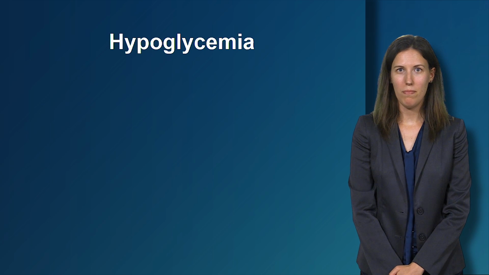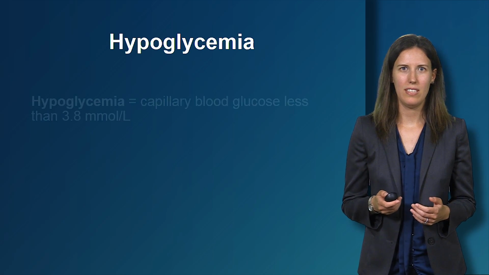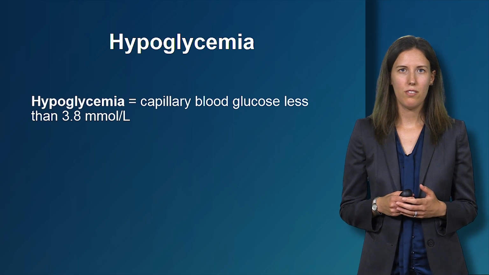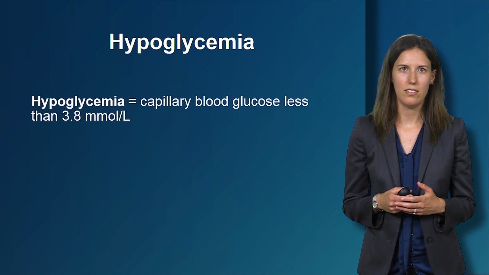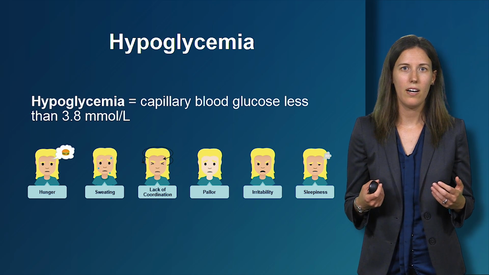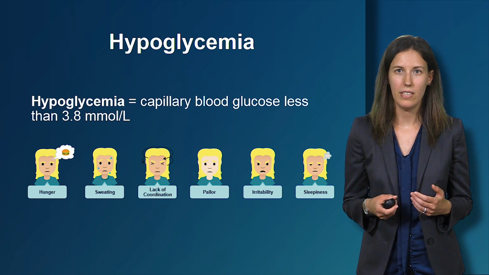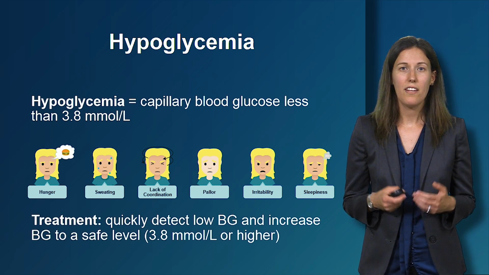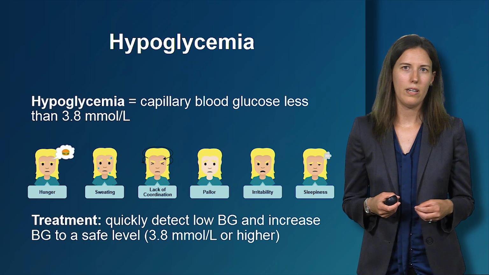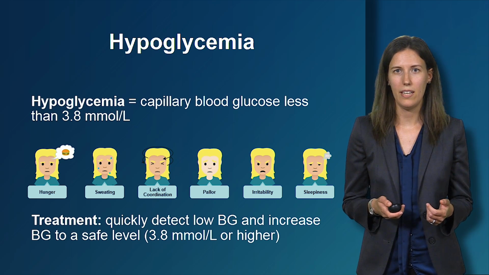Next, we're going to talk about the management of hypoglycemia. Before we talk about that, what is hypoglycemia? Hypoglycemia is defined as a capillary blood glucose less than 3.8. Symptoms of hypoglycemia can include hunger, sweating, lack of coordination, pallor, irritability, as well as sleepiness. And the goal is to quickly detect the low blood glucose and to increase the blood glucose to a safe level, which is 3.8 or higher.